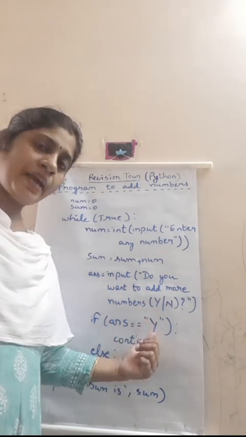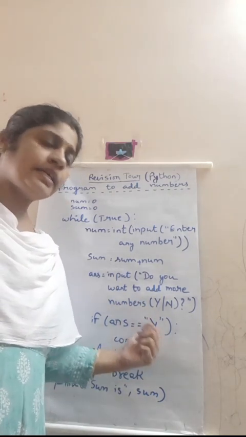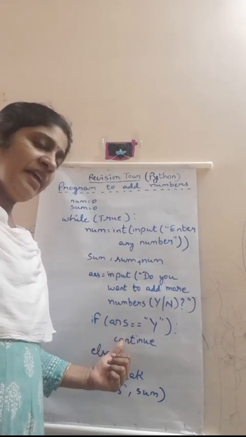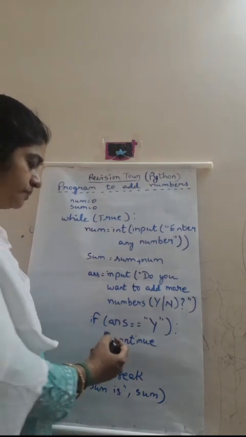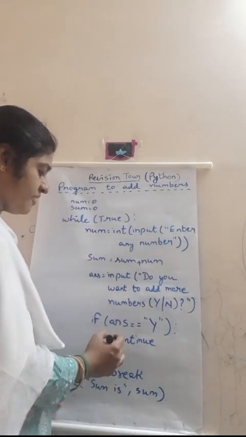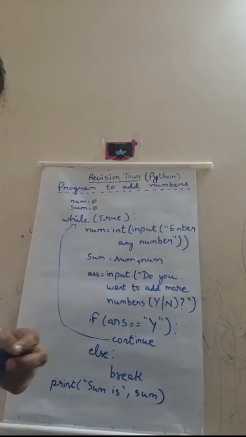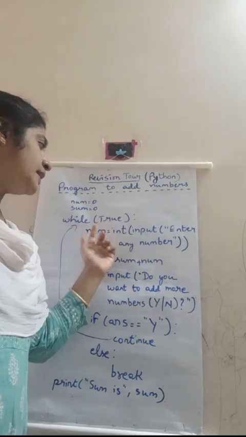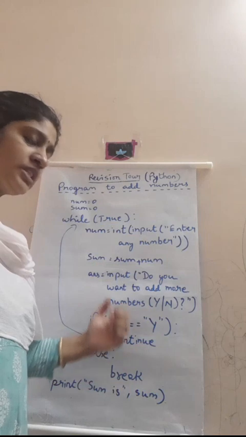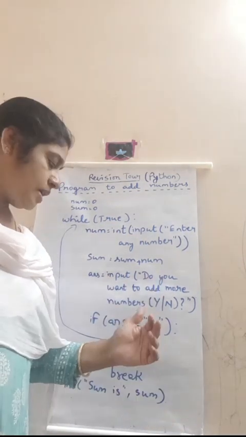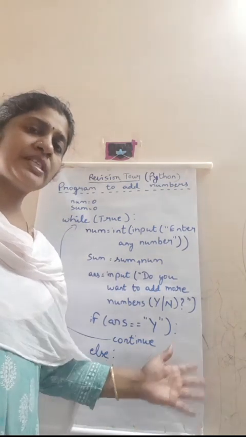If the answer is equal to y, suppose the user wants to continue adding numbers, then he will continue. That is, the control will jump to the while loop. From continue it will jump to the while loop, and as the condition is true, the following statements will get executed again. Suppose the user enters no, what will happen? You have to come out of the loop, else break. You just come out of the loop.